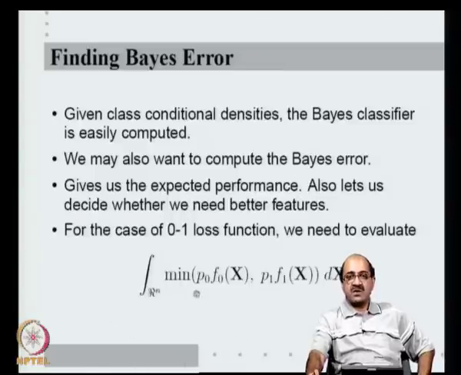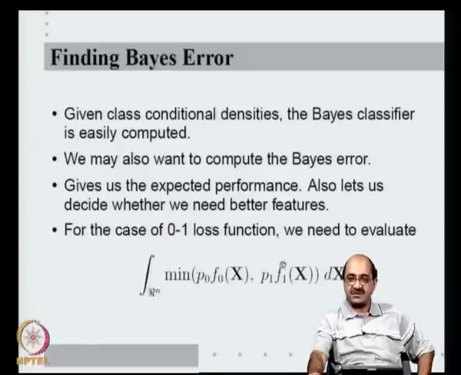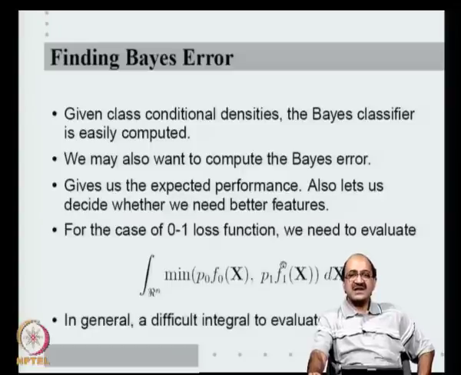So, we have to integrate the minimum of p0 f0, p1 f1 over the entire feature space to find the error rate of the classifier. This is the probability of misclassification by the Bayes classifier. In general, this is a very difficult integral to evaluate because there is a min inside the integrand.